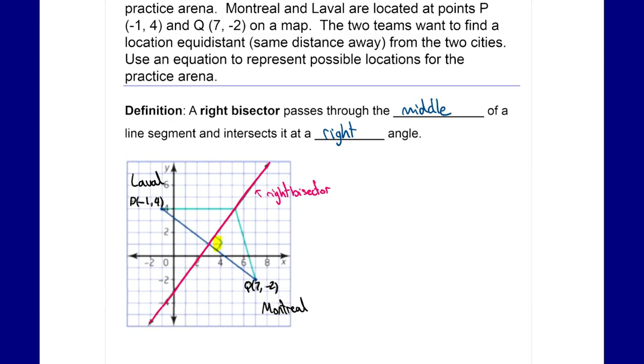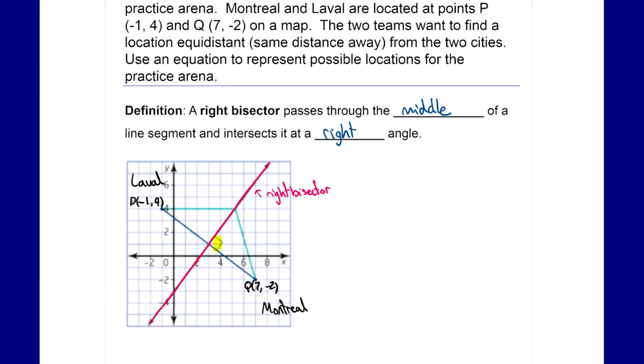So we need to come up with an equation for this right bisector, because that would represent all possible locations for a practice arena. We didn't say how far away it had to be. It just has to be equal distance between the 2 cities. There are obviously practical ones and impractical ones, but we don't care about that. We just want to make sure that it's the same distance from either city. So I need an equation for this right bisector.